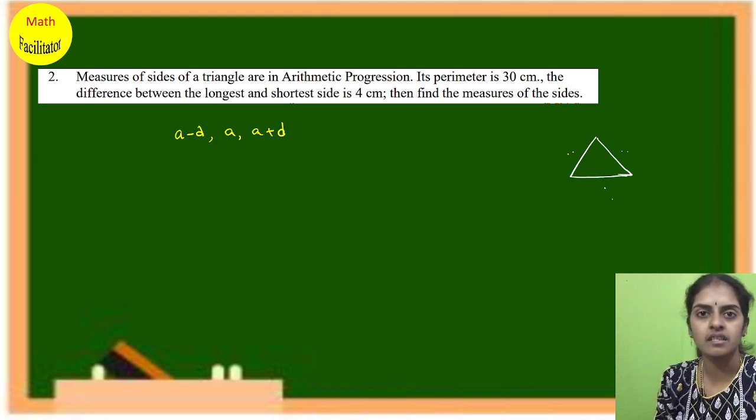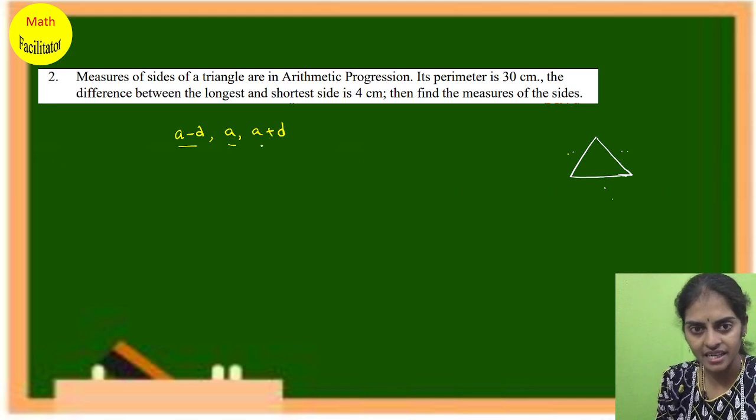Whenever 3 terms are in progression, here 3 sides are in progression, you can take them as a minus d, a, a plus d. You can subtract and see the common difference will be the same for all the 3. So why do we take it like this? When you take it like this, d will get cancelled.